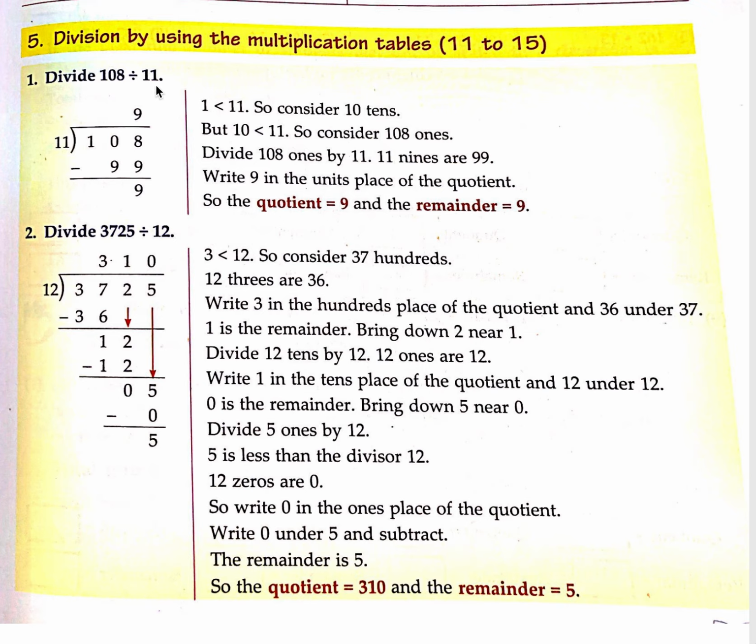108 बाय 11। So 1 is less than 11, so consider 10 tens. But 10 is less than 11, so consider 108 ones. Divide 108 by 11. 11 nines are 99. Write 9 in the units place of the quotient, so the quotient is 9 and the remainder is 9.